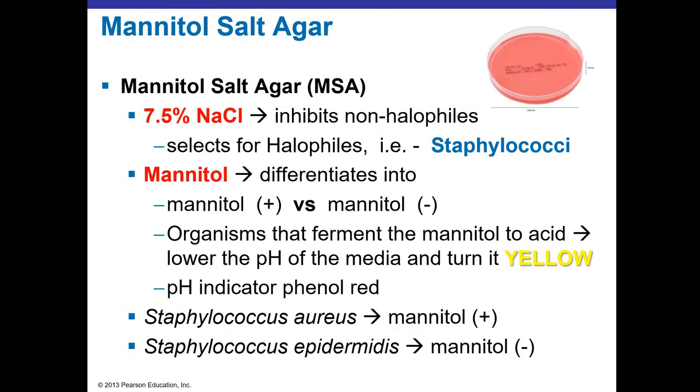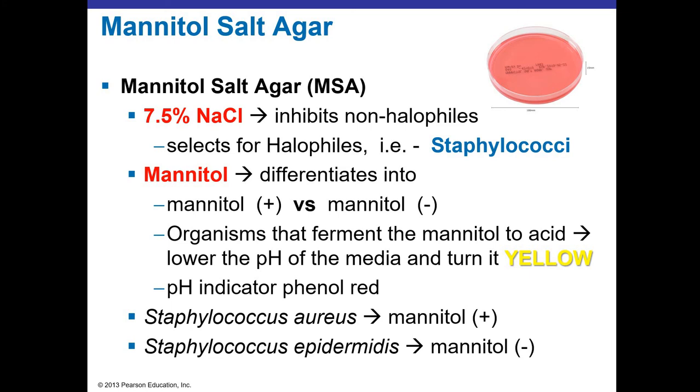So if we look at mannitol salt agar, the halophile that is most relevant clinically is Staphylococcus. So this is going to select for halophiles in general, but usually what we're actually looking for are the various staphylococci that are of clinical interest. Mannitol salt agar contains 7.5% sodium chloride to inhibit the non-halophiles, allowing the halophiles to grow. And then we use the mannitol to differentiate into mannitol positive and mannitol negative.